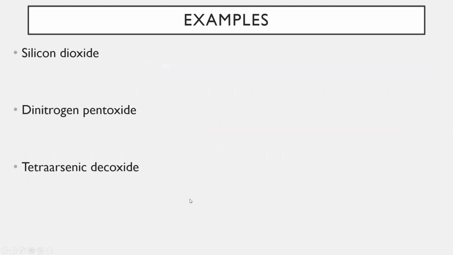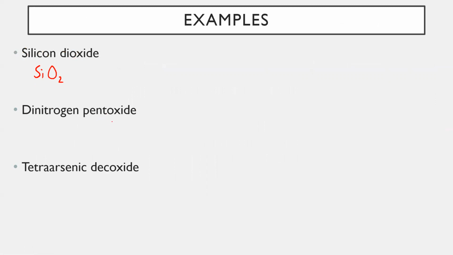Anyway, here's some examples. Silicon dioxide. By its name, we know we only have 1 silicon and 2 oxygens. Silicon is Si. It's a metalloid, but metalloids usually count as nonmetals. Si, and then dioxide, there's going to be 2 oxygens. Okay, so SiO2.